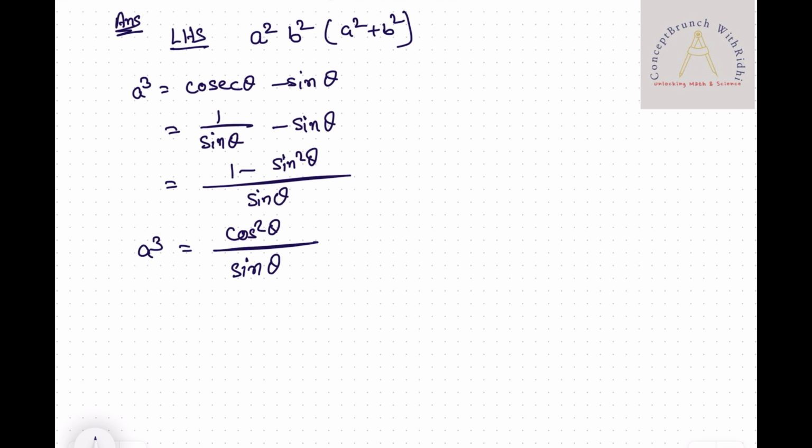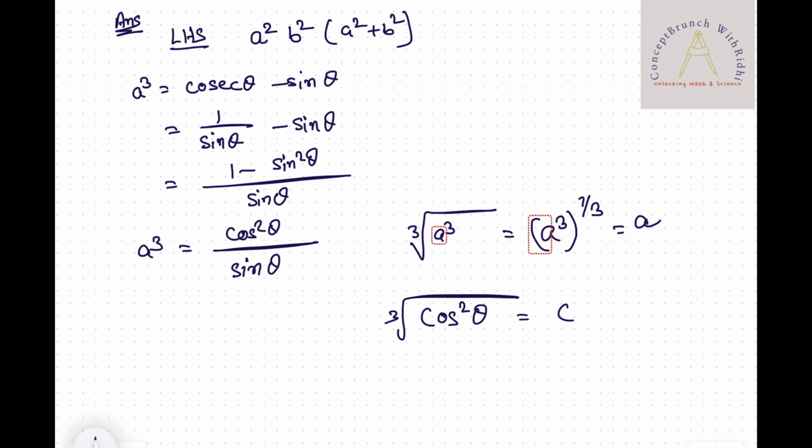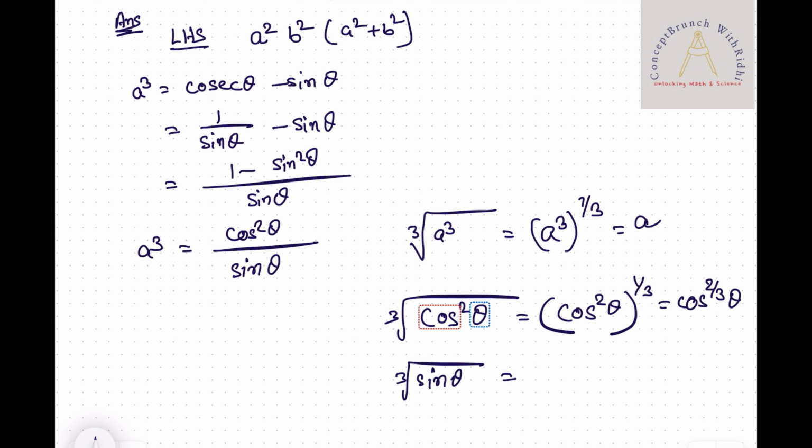From here you have to understand something. Look, when you take the cube root of a cube, it will become a to the power 3 to the power 1 over 3, and it will become a. Simply the same thing with cos square theta. If we take the cube root of this, it will become cos square theta whole to the power 1 over 3, so it will become cos 2 by 3 theta. Simply with sine theta, if we take the cube root, it will become sine to the power 1 over 3 theta.